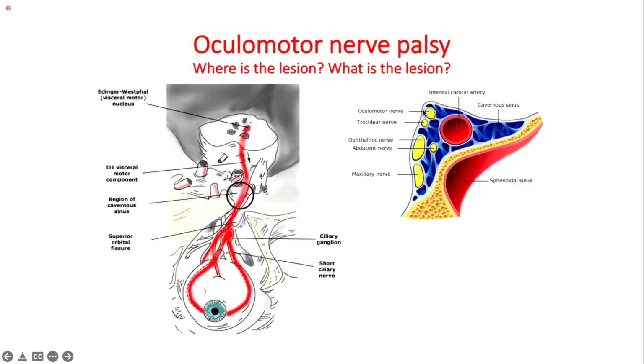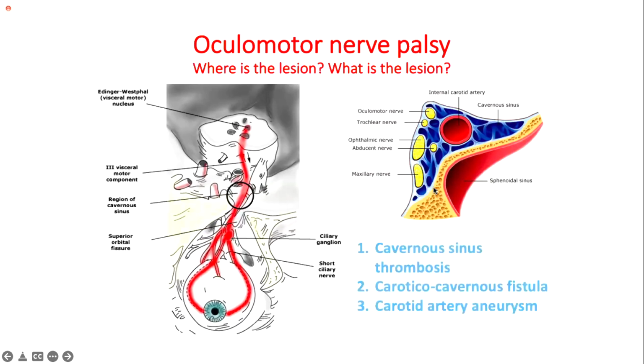So once you localize here by the evidence that there are other nerves involved, then you know the causes. That is when you can answer the second question. What is the lesion? Cavernous sinus thrombosis, carotico-cavernous fistula, or carotid aneurysm.